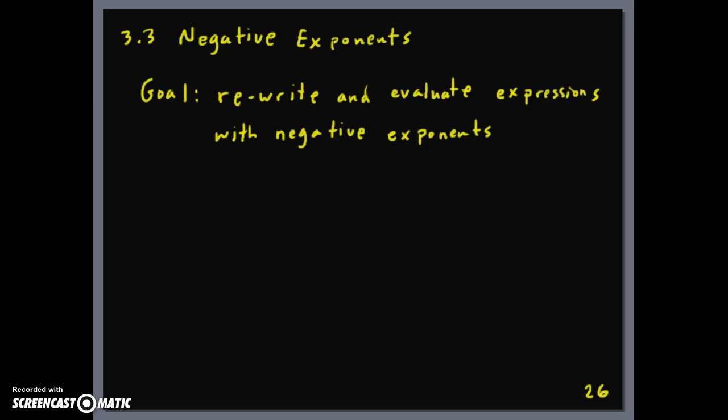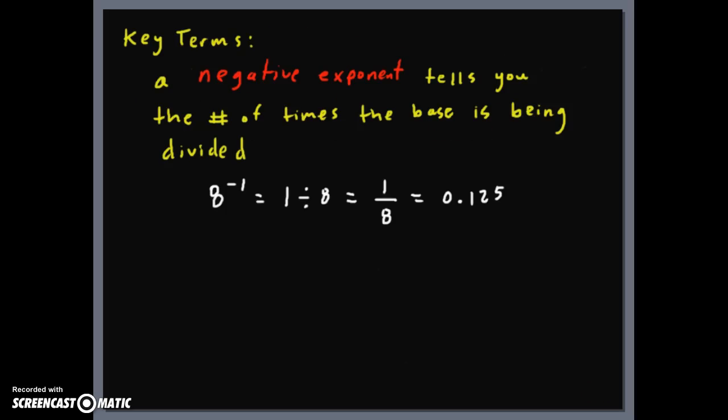So let's talk about what a negative exponent is before we get into some examples. Since a negative is the opposite of a positive, the definition for a negative exponent is going to be the opposite of the definition for a positive exponent. So a negative exponent tells you how many times the base is being divided. The definition of a positive exponent was how many times the base is being multiplied. So the definition of a negative exponent is telling you how many times it's being divided.